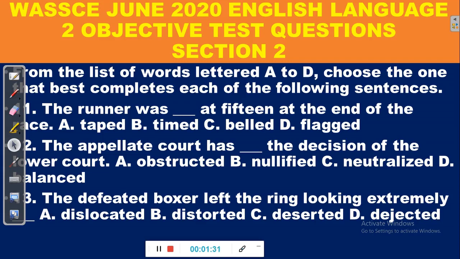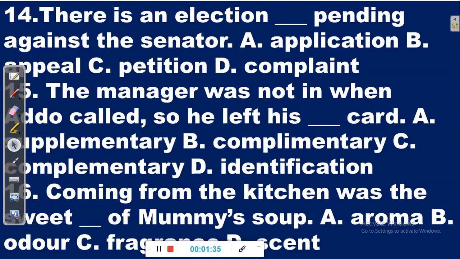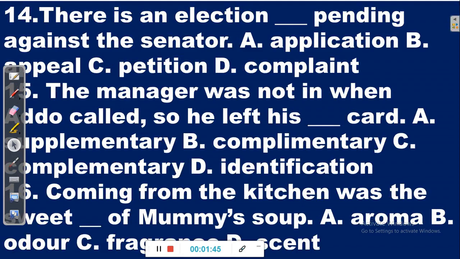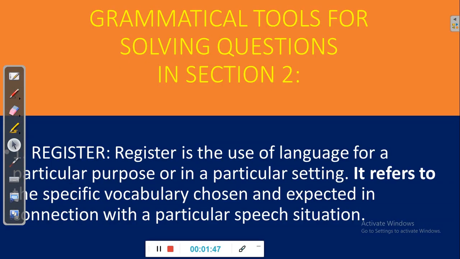Now, these are the questions we shall be solving. You can see WASC June 2020 English Language 2 Objective Test Questions Section 2. But before we begin to solve this problem, let's look at the grammatical tools for solving questions in Section 2.